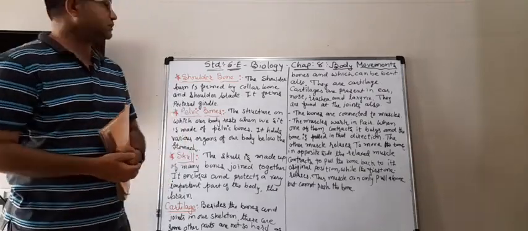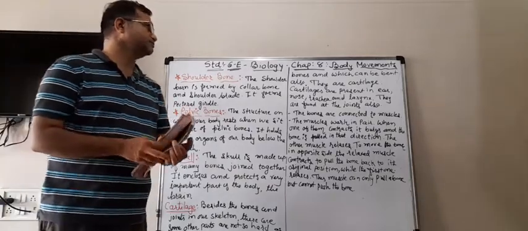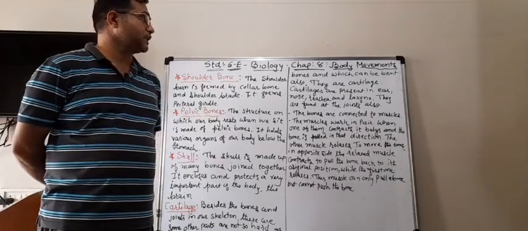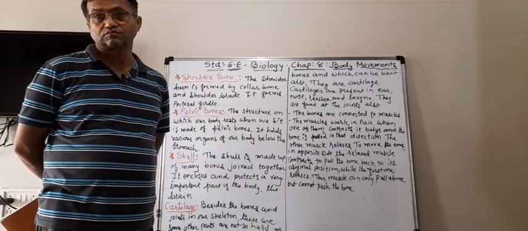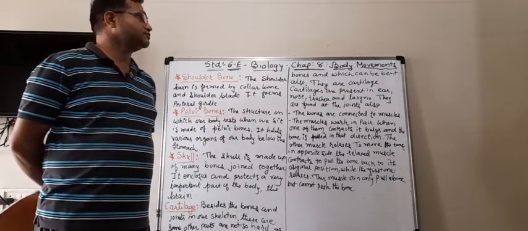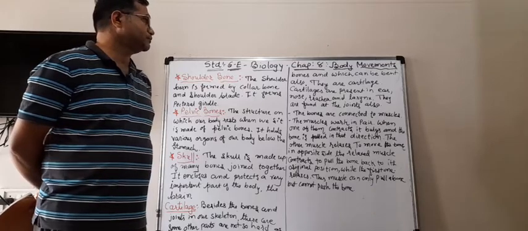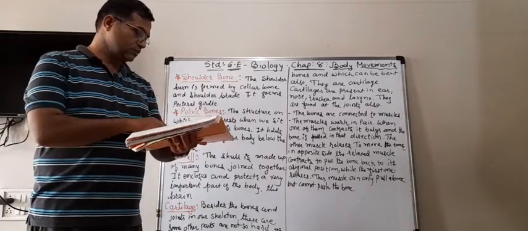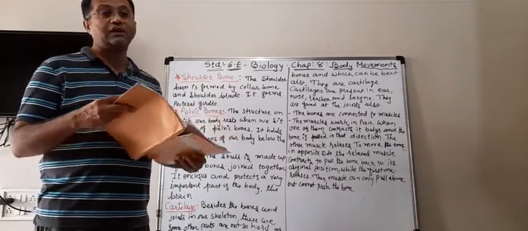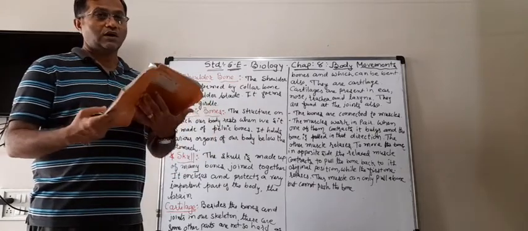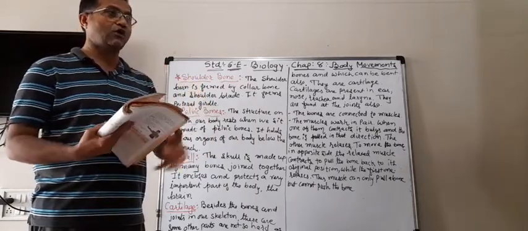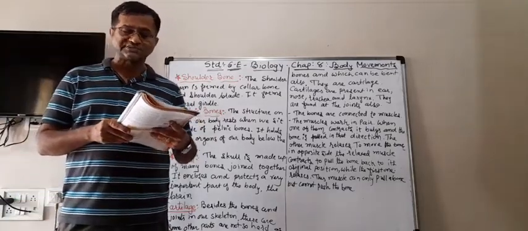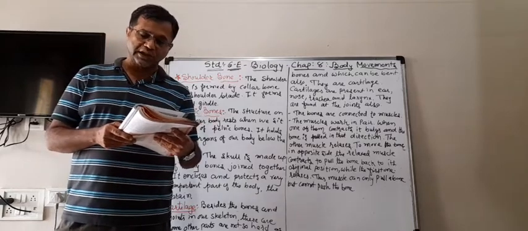6th standard. In biology, we are learning the chapter number 8, body movements, in which we learn about the movements done by different types of animals. They move differently. Some walk, some fly, some crawl, some slither, and so on.